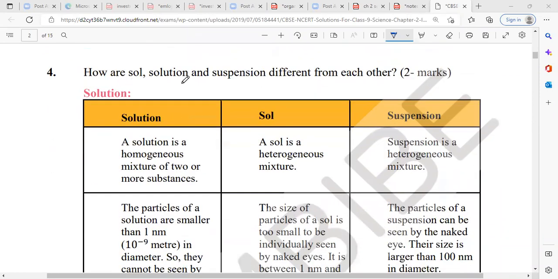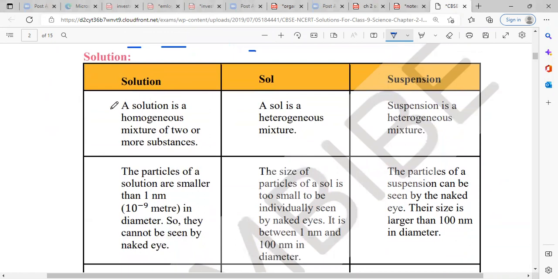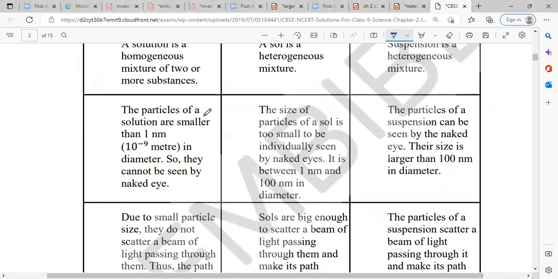How are solution and suspension different from each other? A solution is a homogeneous mixture of two or more substances. A suspension is a heterogeneous mixture. The particles of a solution are too small to be individually seen by the naked eye. The particles of a suspension can be seen by the naked eye.